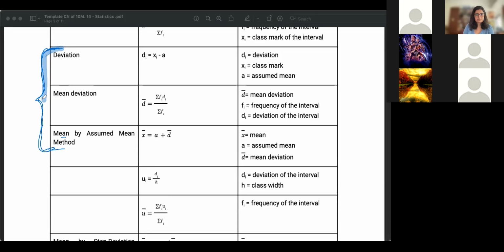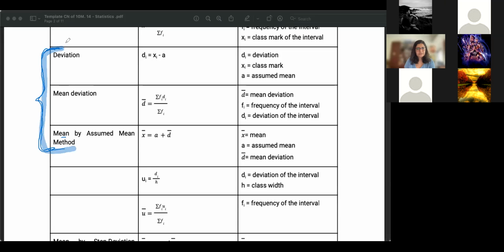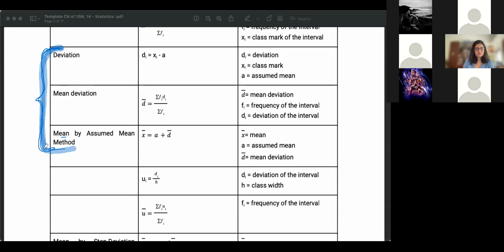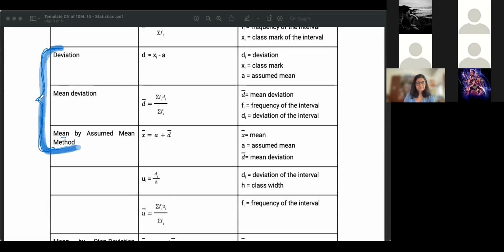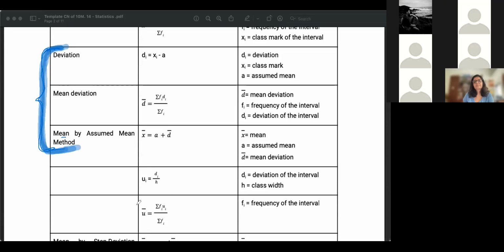Done? Okay. Again, whoever is done, raise your hand. Once everybody's done, go. As always, don't just note this and leave it. Also write down what each of these things means. You don't have to write it again and again, but whatever is being used here, what is di, what is xi, what is a. What are the lower two formulas ui and u dash used for?